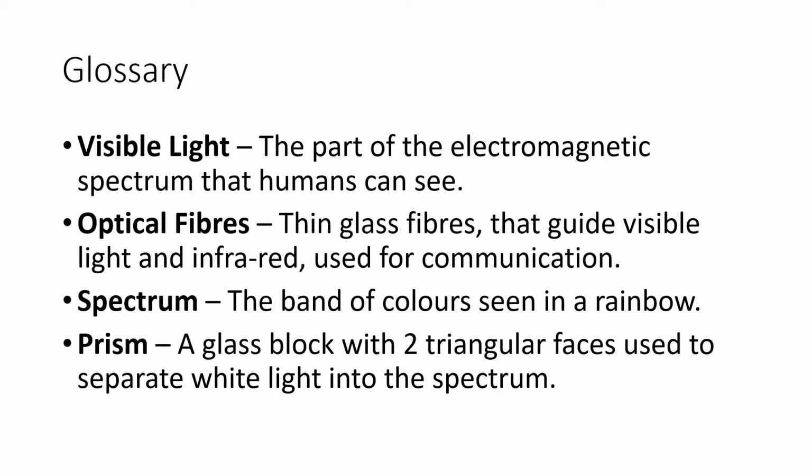Spectrum is the band of colors that we see in a rainbow, at least that's specifically the visible spectrum. And the prism is a glass block with 2 triangular faces used to separate white light into the spectrum. Now remember, we need to be using the word spectrum instead of the word rainbow.